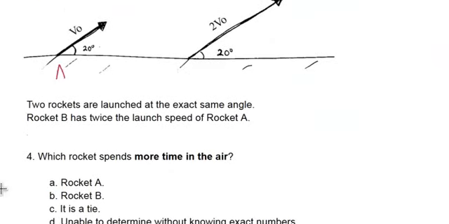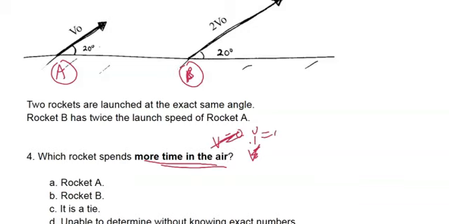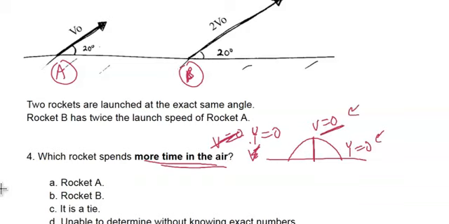Okay, I forgot to label A and B. Hopefully you decided A was the first one, B was the second one. Which rocket spends more time in the air? So what determines the time in the air is technically when x equals 0 and y equals 0 when it hits the ground. But since this is symmetric, you can also just say it's going to be double the time at the peak, because it's a little bit easier to think about. Because at the peak, v equals 0, and on the ground, y equals 0, and that's a quadratic. So this is easier to deal with.